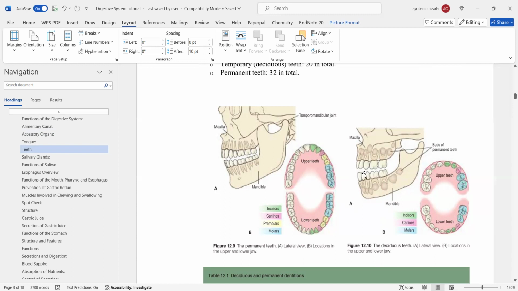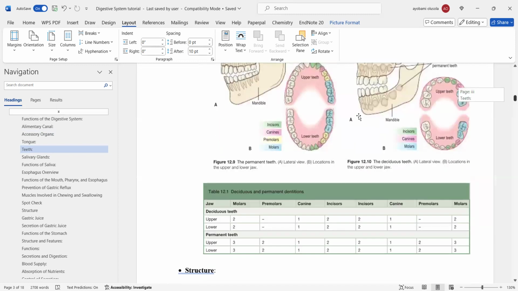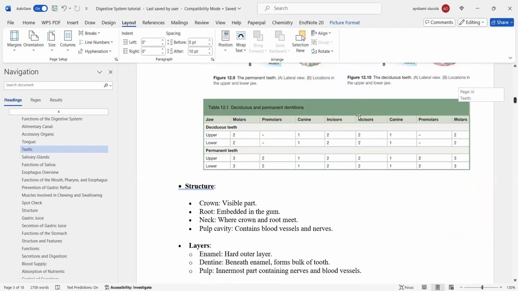So this is showing us picture A, the lateral view of deciduous teeth. And we have buds of permanent teeth inside the gum that will come out as the child begins to mature. Okay, so molars in either region is 2. So we have two upper right, two upper left, two lower right, two lower left, making 8. Total is 8.